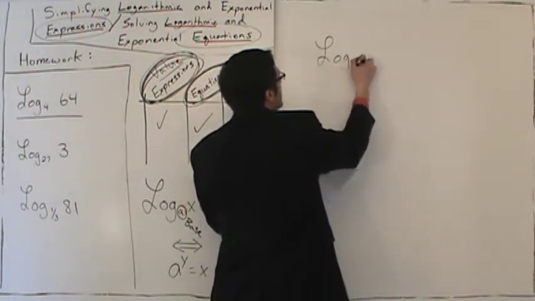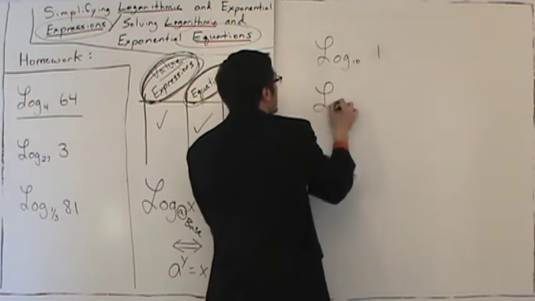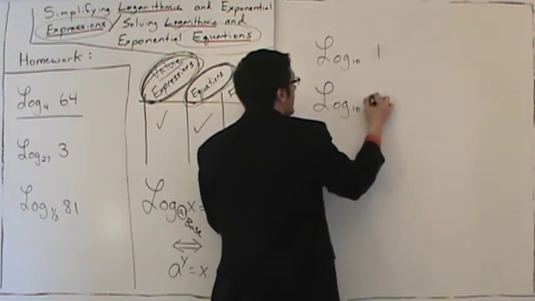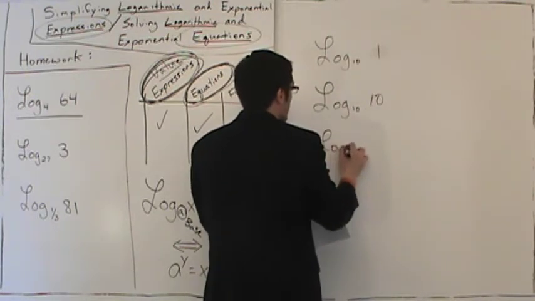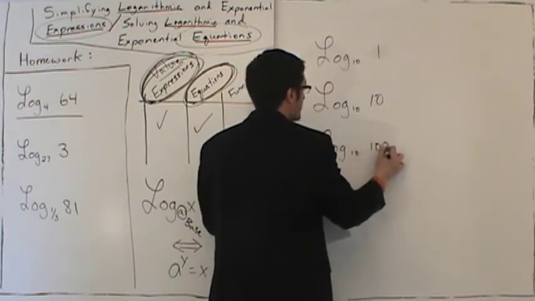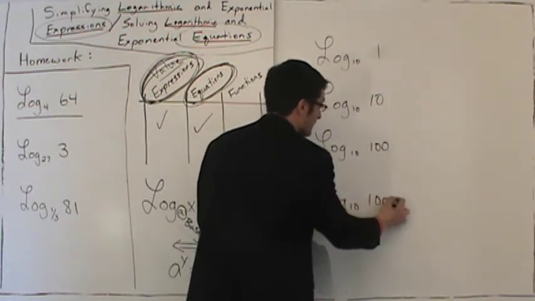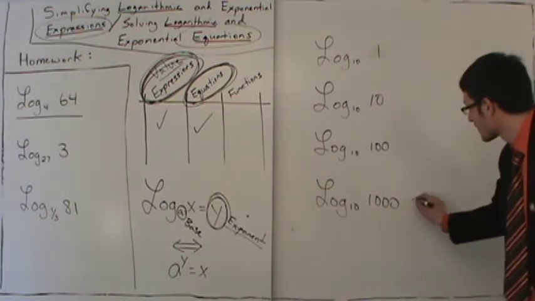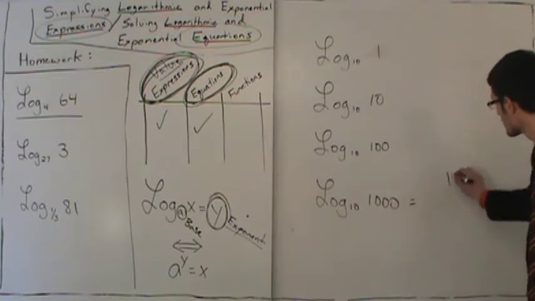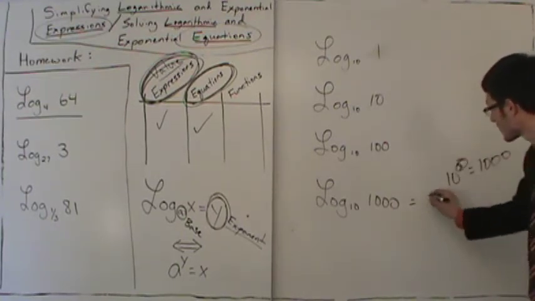Let's look at log base 10 of 1, log base 10 of 10, log base 10 of 100, and log base 10 of 1,000. Okay, so the question is, 10 to what power is 1,000? Well, 10 to the third power is 1,000. 3 zeros, third power.